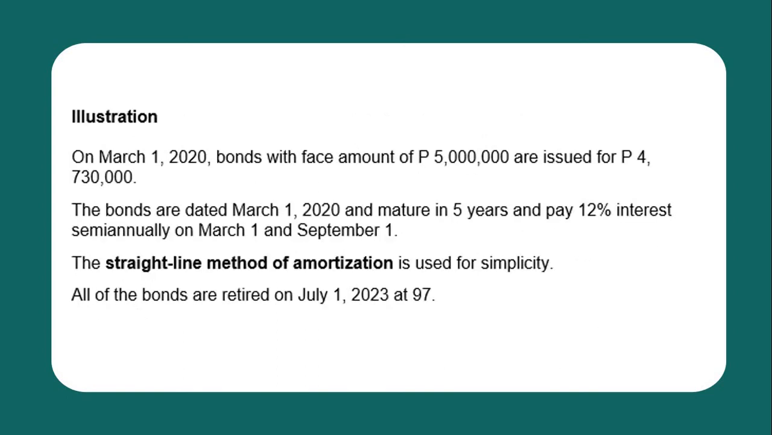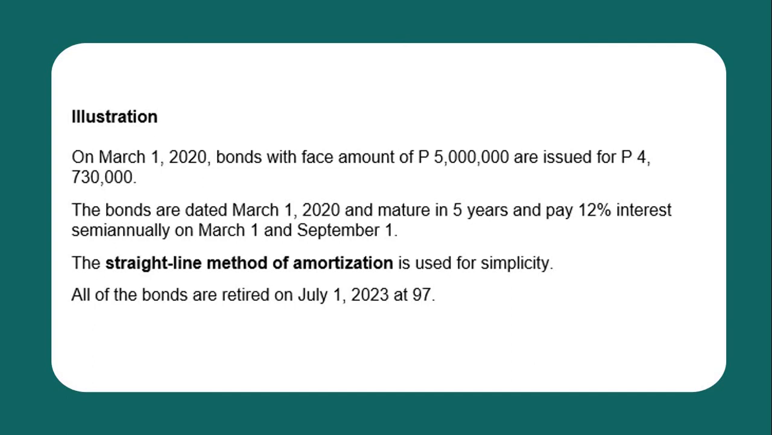Okay, so now let's have the illustration. On March 1, 2020, bonds with face amount of 5 million are issued for 4,730,000. So meaning, on that date, the bonds were issued at discount because the issue price is less than the face amount. So how much is the discount here? We have 270,000. 5 million minus 4,730,000. We have 270,000.